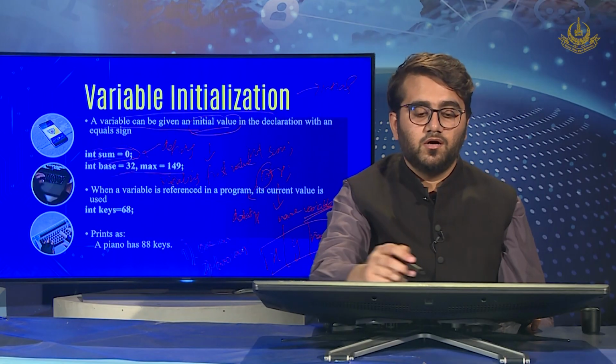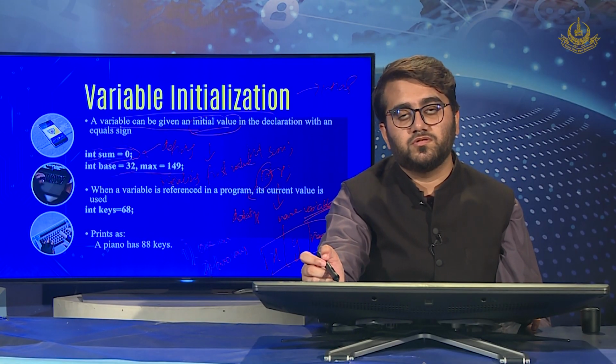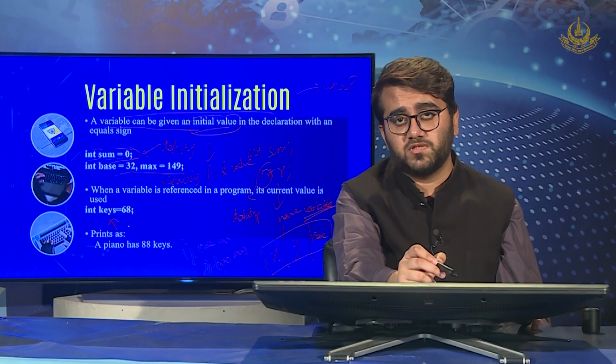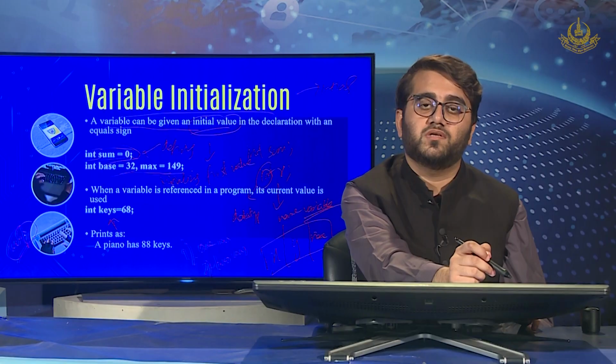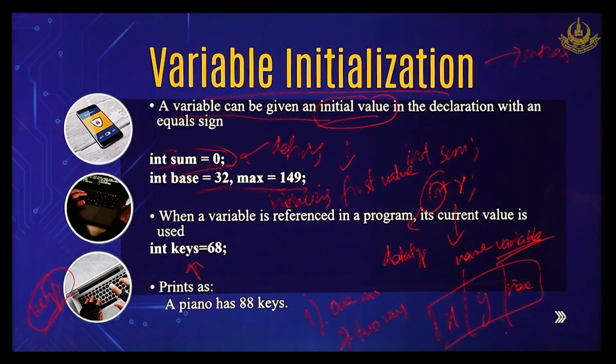Okay, that's it. What does it say? It says when a variable is referenced in a program, its current value is used. What does it mean? It means that if you have declared a variable with a specific value, whenever you ask for that value, you have to use that variable. So in this case, if we had declared int key is equal to 68, then we can access the value of 68 or 88 or whatever that value is by calling on key.